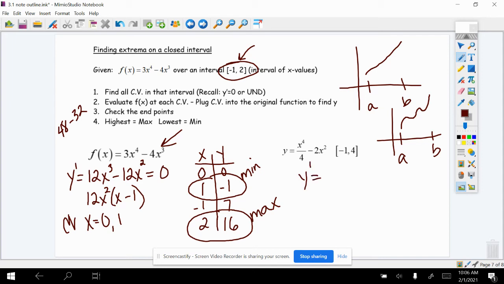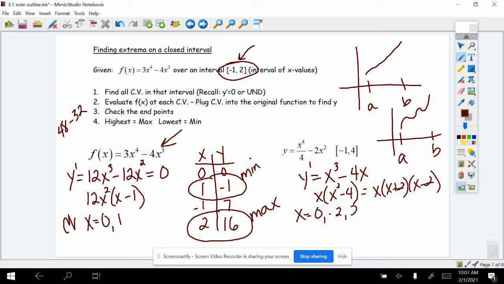Take the derivative, so power out front, power 1 less. The 4's actually cancel. Minus the derivative of 2x squared is 4x. I can take an x out, which gives me x squared minus 4. And I can actually go further and do x plus 2, x minus 2. So I get 3 critical values, 0, -2, and 2.